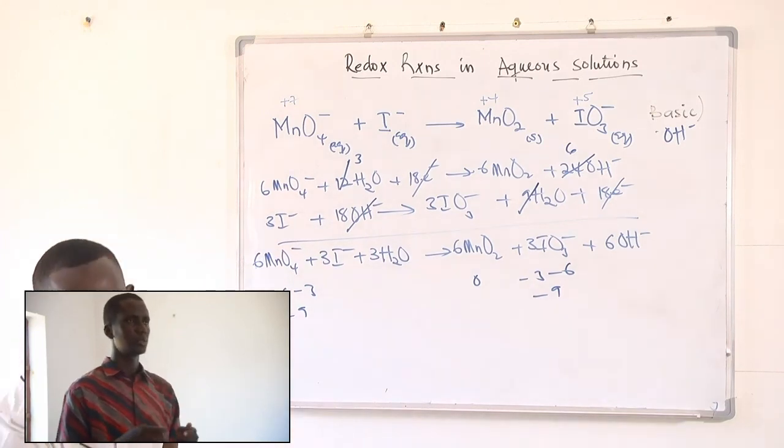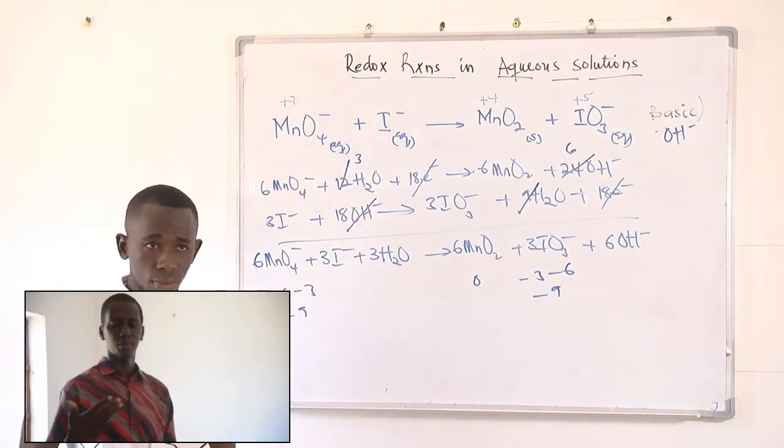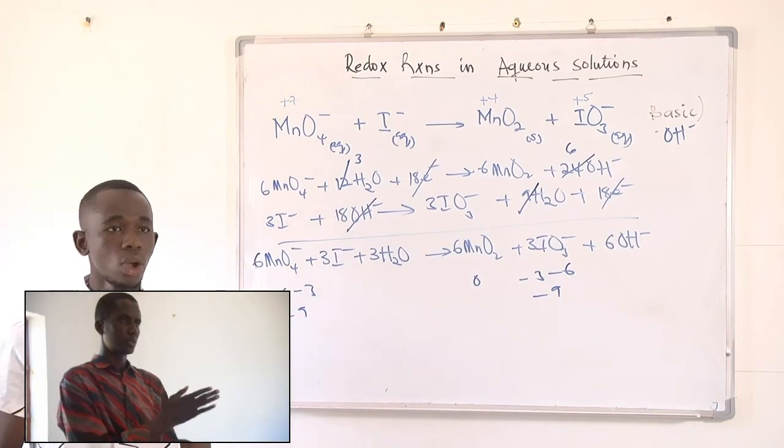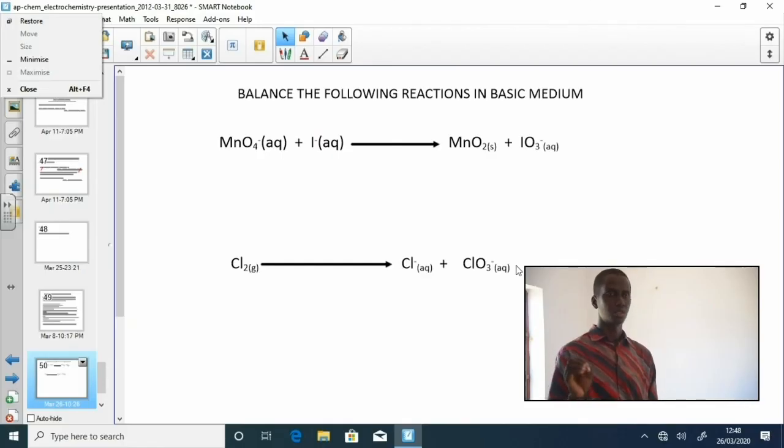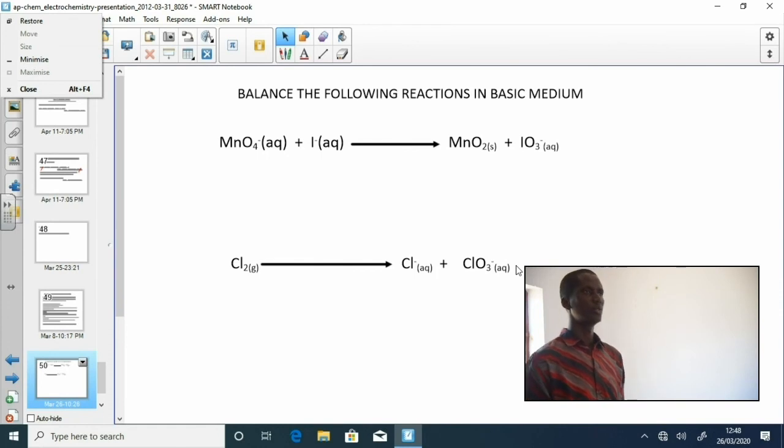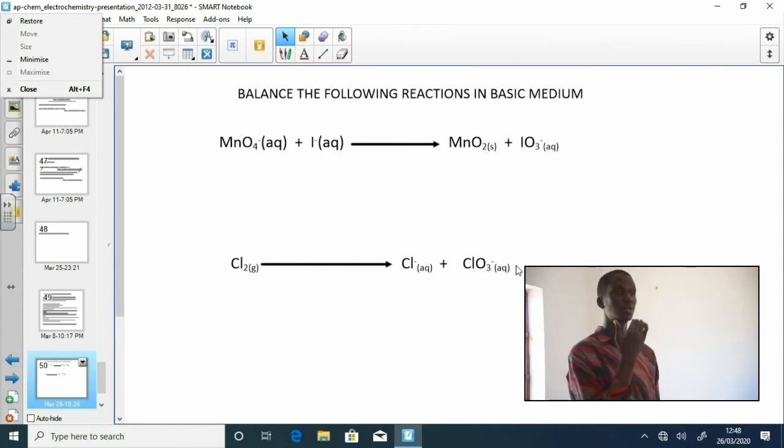Now you can try the second redox reaction, which is chlorine gas produces chloride ion and also trioxochlorate 5 ion. And this type of reaction is called disproportionation reaction. That is a reaction in which the same species will undergo reduction, and also that the same species is still undergoing the what?